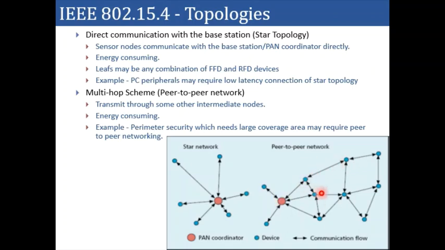In this case, it is called a peer-to-peer network because the data travels through various peers and reaches the desired destination. Here also the topology is energy consuming because a lot of hops are required to receive the data at the PAN coordinator. The more the number of hops, the more is the energy consumption. For this topology, the example can be perimeter security, which needs a large coverage area and may require peer-to-peer networking.